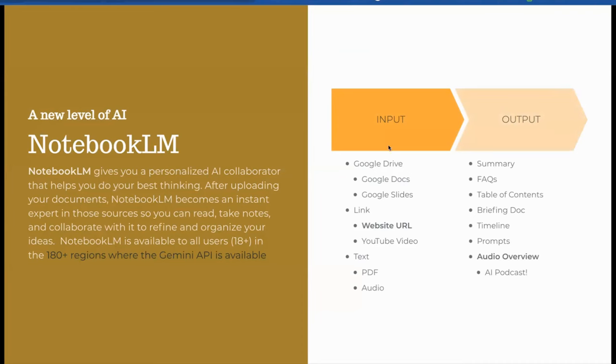With Notebook LM, you can input Google Docs, Google Slides, a website URL, a YouTube video URL, you can copy and paste text, you can use PDFs or audios. So you've got all kinds of options for what you are feeding into Notebook LM. You can do up to 50 sources at once. And what it gives you is a summary of frequently asked questions, table of contents, briefing doc, timeline, additional prompts, and the coolest thing of all, what they call an audio overview, which is essentially an AI podcast generated from whatever content you put in there.